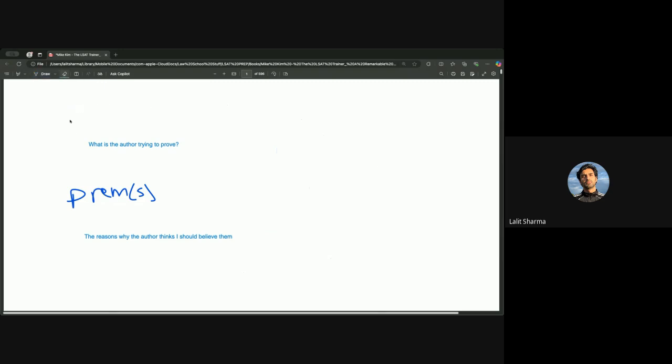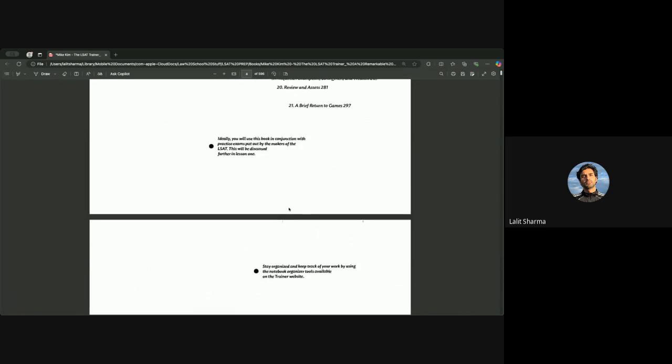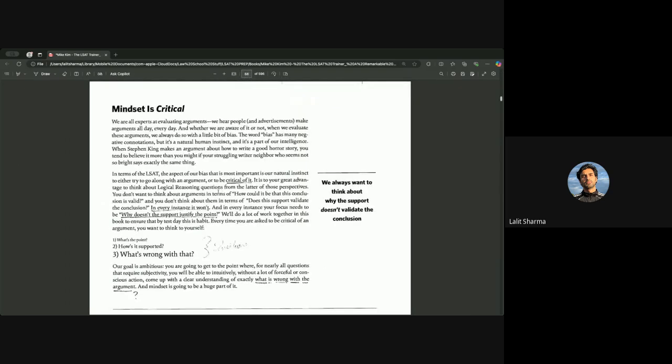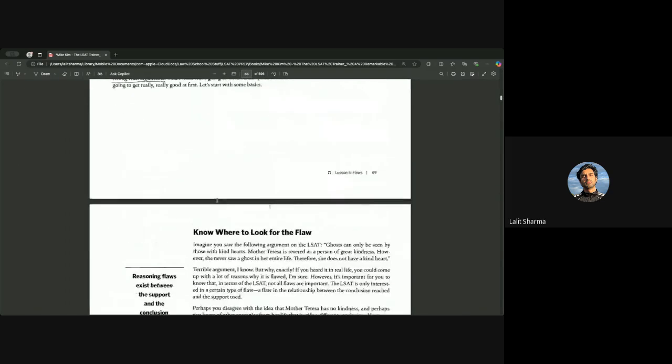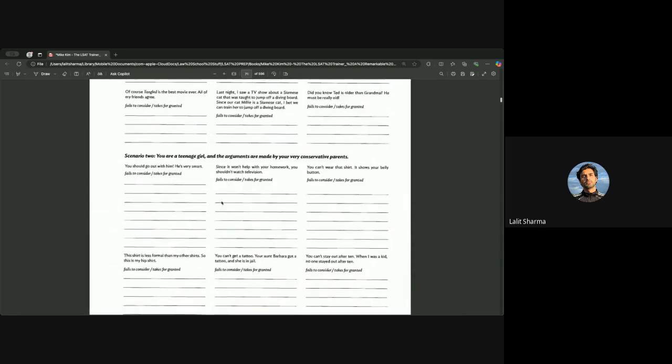I want to talk a little bit more about the flaws. So this book is called the LSAT Trainer. Have you read this book? No? Okay, good. So this is a good one for logical reasoning. For reading comprehension, I actually think that it teaches you some incorrect things. So I wouldn't use it for reading comprehension. But you can use it for logical reasoning.